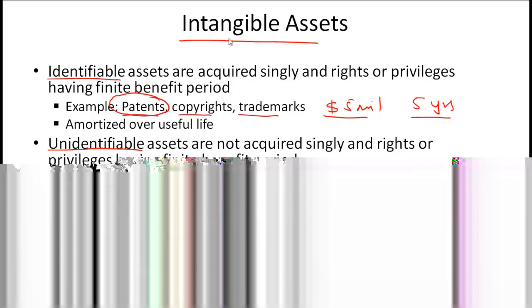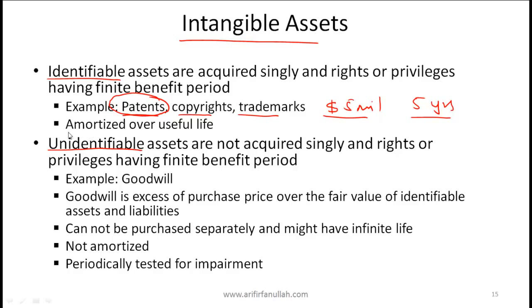These assets are amortized over the useful life. Amortization is exactly like depreciation, except it is applied to intangible assets. If you are amortizing 1 million every year, then after 1 year this asset will be worth 4 million, after 2 years it will be worth 3 million, and so on.